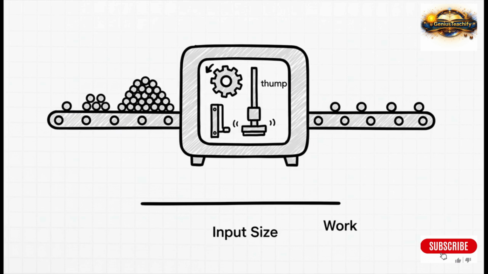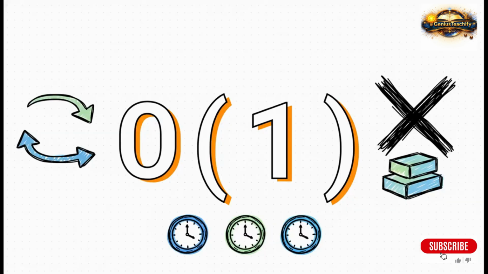No matter what you throw at this code, it does the exact same number of things. Its runtime doesn't care about the input size n at all. You could give it 1 piece of data or a billion pieces of data. The number of steps it takes stays the same. It's fixed. And in Big O speak, we call this O of 1.